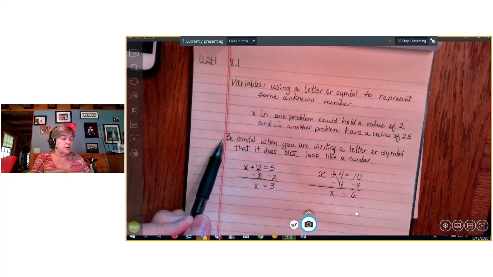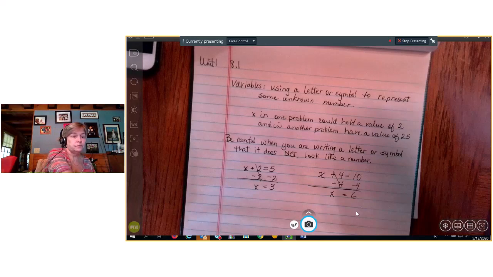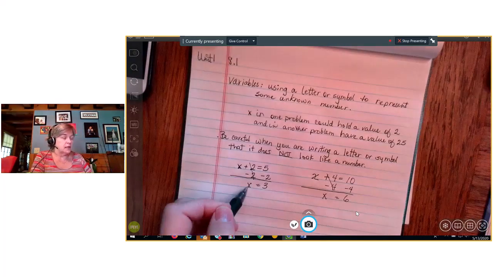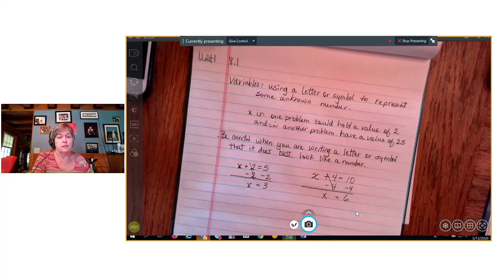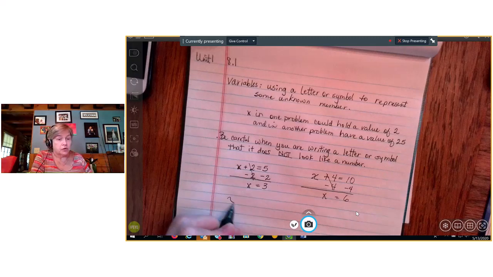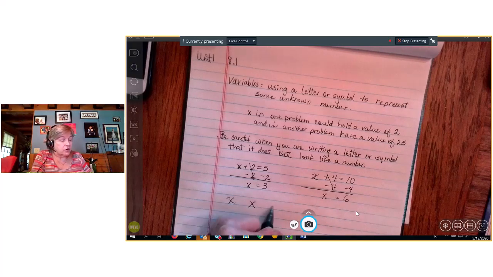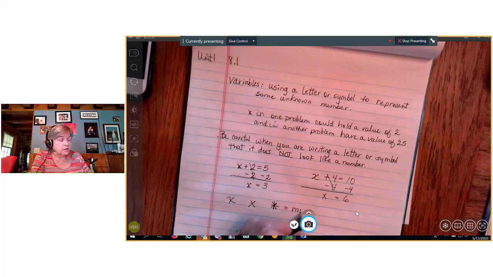Please make sure when you're writing your variables or your symbols that you're always using something that does not represent some kind of letter. So my x, I'm always trying to put a little curl to it just so it doesn't look like a multiplication x. I have actually started drawing stars to function as my multiplication symbol when I'm writing things out on the board.